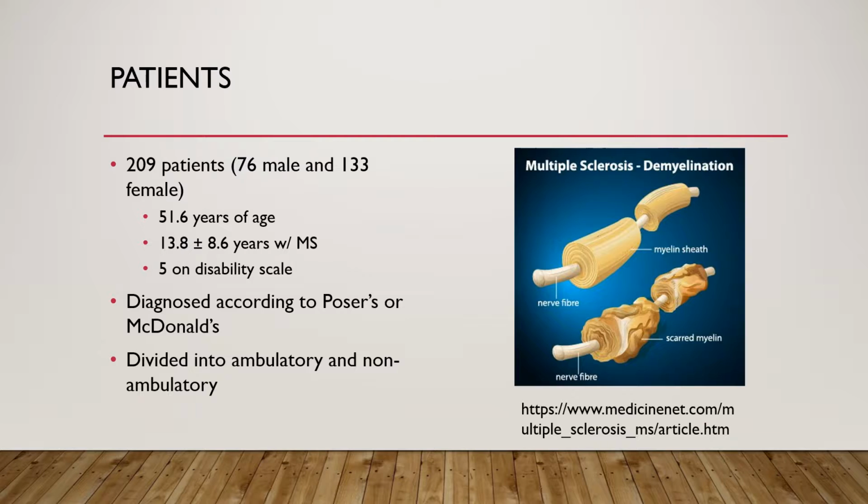either the Poser or McDonald scale to rate their MS patients and decide if the patients are actually having MS versus another pathology. Also, the patients were divided into ambulatory versus non-ambulatory. The cutoff for ambulatory versus non-ambulatory was when they did the original ambulatory index. The patient had to have a 7 or higher on the ambulatory index scale.